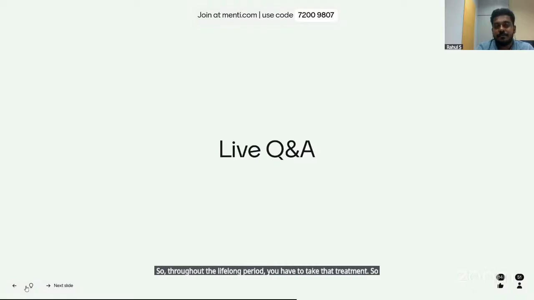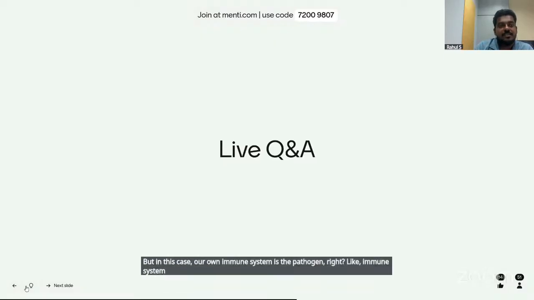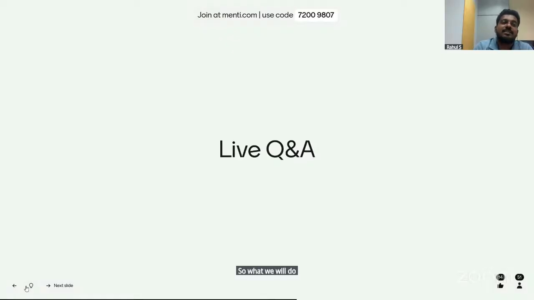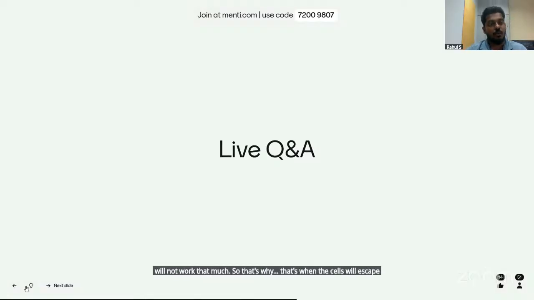So what we will do is, like you said, usually we fight against the pathogen. If a bacteria is infecting us, we will fight against the bacteria. But in this case, our own immune system is the pathogen, right? The immune system is acting against us. So we will give immune suppressants. That will reduce our immune system a little bit, so that the parts of the immune system which are actively working will not work that much. That's when the cells will escape from our system and grow properly.